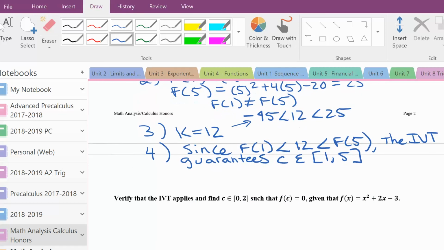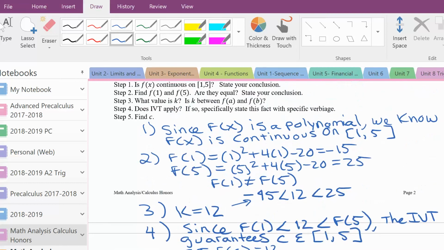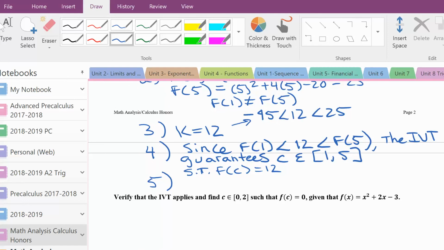All right, so it guarantees that C will exist, and that's what that E means. C exists between 1 and 5, such that, and you can abbreviate ST if you want, f of C is equal to 12. So number 5 says find what the value of C has to be. So you know that C squared plus 4C minus 20 is equal to 12, because that's what f of C is equal to.